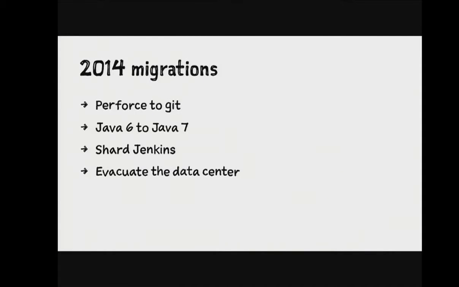So we had to get off of Perforce and onto Git. We had to migrate from Java 6 to Java 7. We were evacuating the data center, so we had to take all the Jenkins servers and not only move them, one master Jenkins server from the data center, but shard them and create Jenkins servers for each team or each large team at Netflix. So we went from one Jenkins server to like 25. And all these changes impacted almost every single engineer at Netflix.